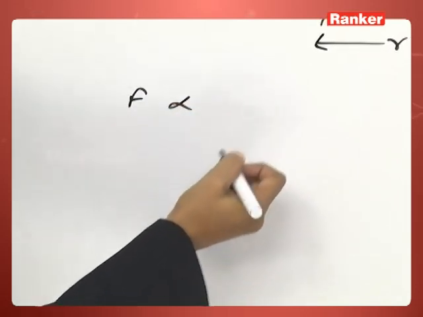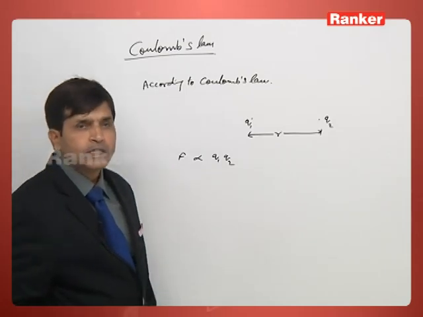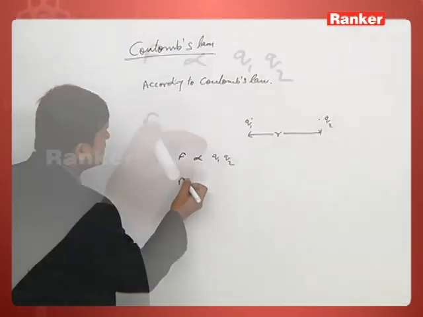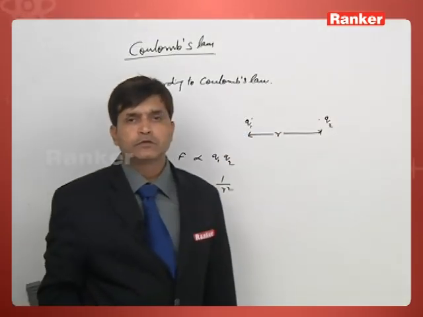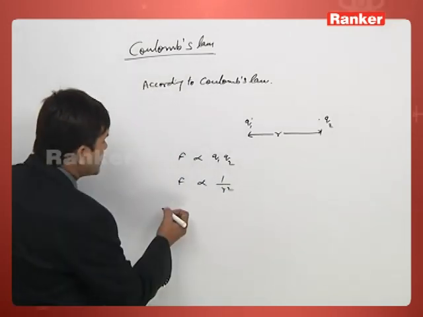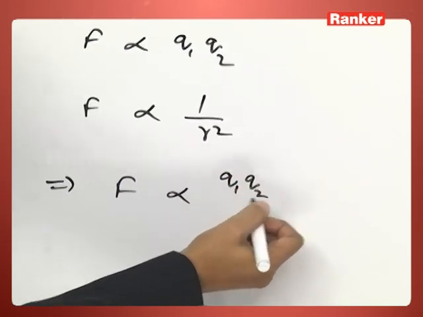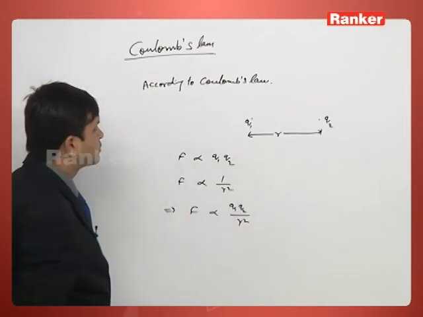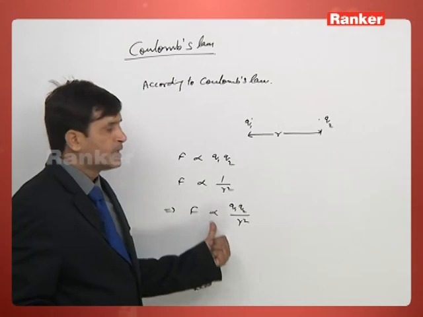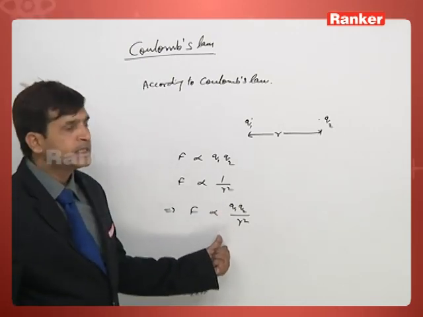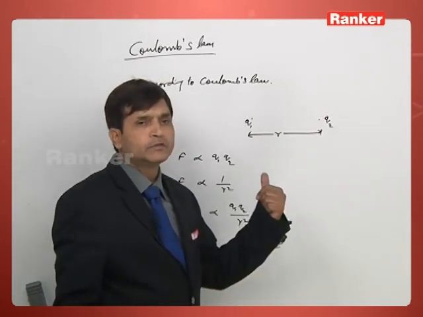the force between the charged particles is directly proportional to the product of their charges and inversely proportional to the square of the distance between the two charged particles. So we can write F is proportional to Q1 Q2 by R square. Now here the proportionality sign can be replaced by a constant, and that constant depends on the medium between the two charged particles.